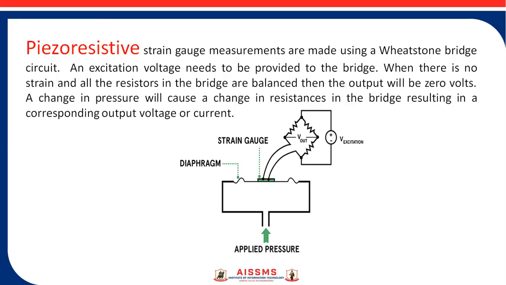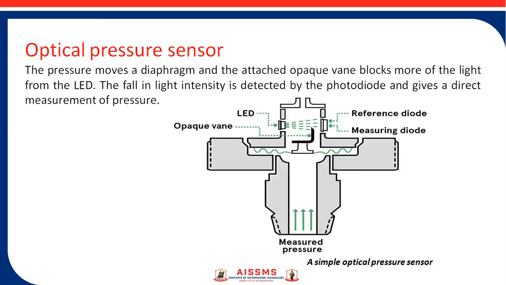Piezoresistive strain gauge measurements are made using a Wheatstone bridge circuit as shown in figure below. An excitation voltage needs to be provided to the bridge. When there is no strain and all the resistors in the bridge are balanced, then the output will be 0 volts. A change in pressure will cause a change in the resistances in the bridge, resulting in a corresponding output voltage or current.